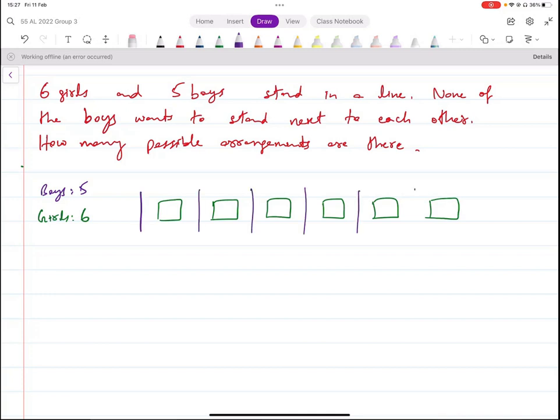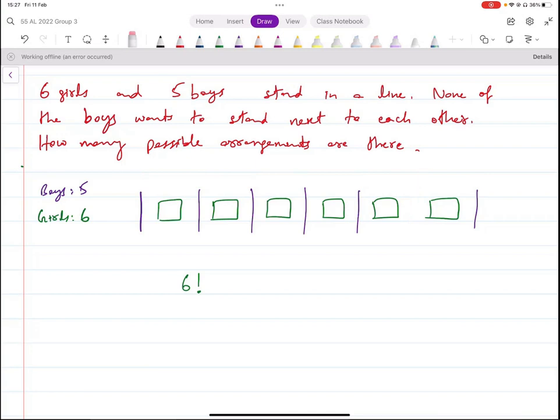We have these spaces left in between, okay, because they don't want to stand next to each other. Now, how many places do we have for girls here? Got 6 factorial ways. We got 6 factorial ways. But then, how many places do boys have now? 1, 2, 3, 4, 5, 6, 7. We've got 7 places here.